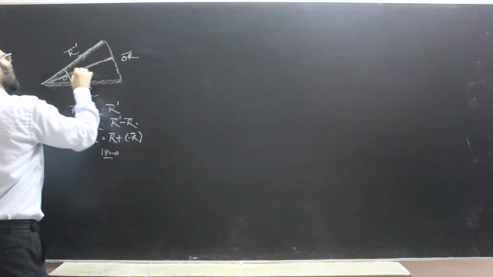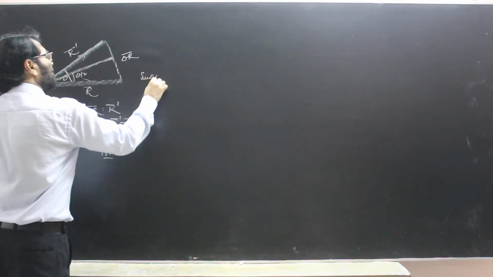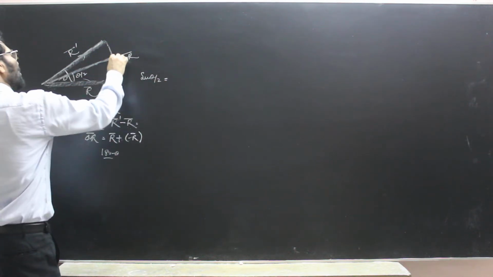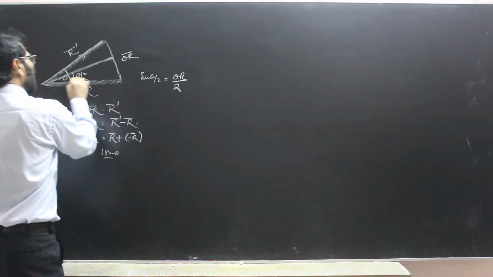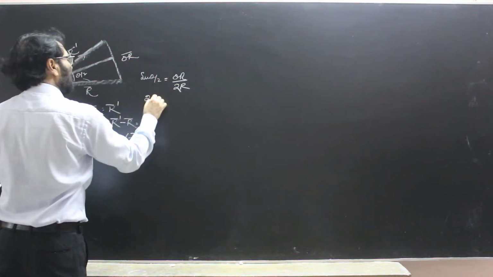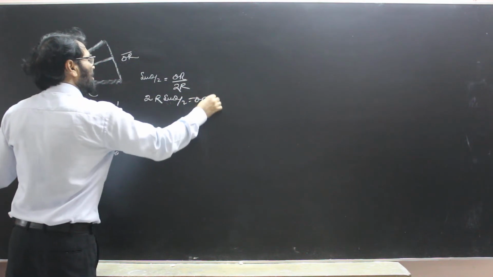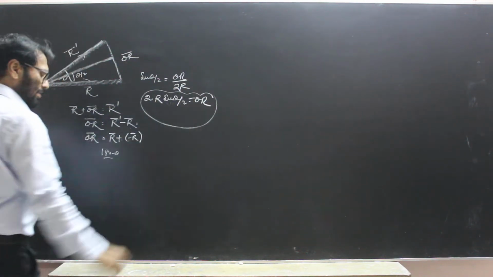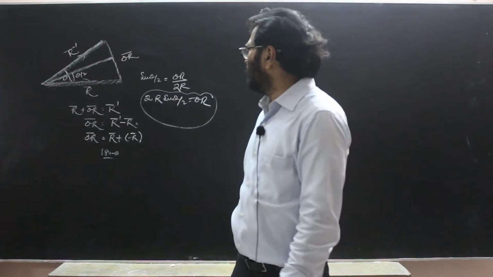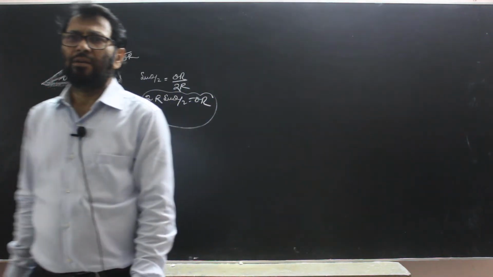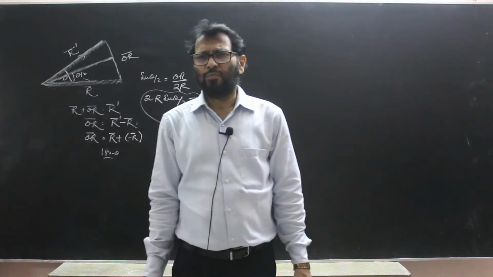When we draw the perpendicular bisector, this is theta by 2, and sine theta by 2 is equal to delta r by 2 divided by r, and it is 2r sine theta by 2. So the change in vector is 2r sine theta by 2. If a vector r is rotated through theta angle without change in magnitude, the change in vector is 2r sine theta by 2. On this concept, various problems can be solved.